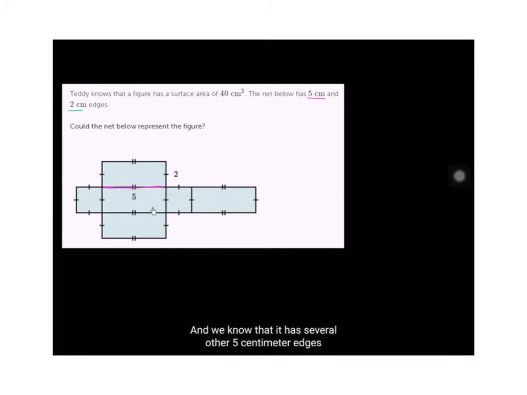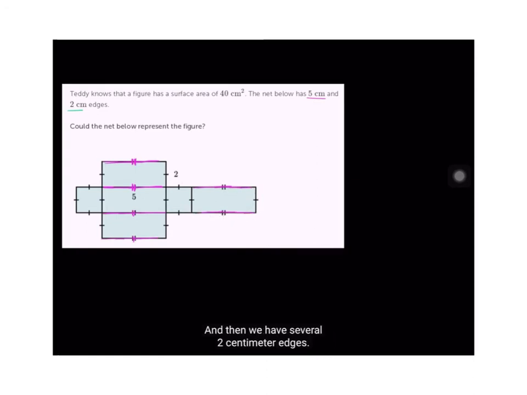And we know that it has several other 5 centimeter edges because any edge that has this double hash mark right over here is also going to be 5 centimeters. So this edge is also 5 centimeters. This is also 5 centimeters. This is also 5 centimeters. And then these two over here are also 5 centimeters. So that's 5 centimeters and that's 5 centimeters.